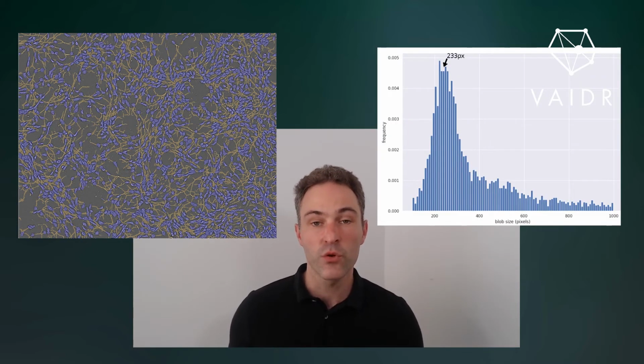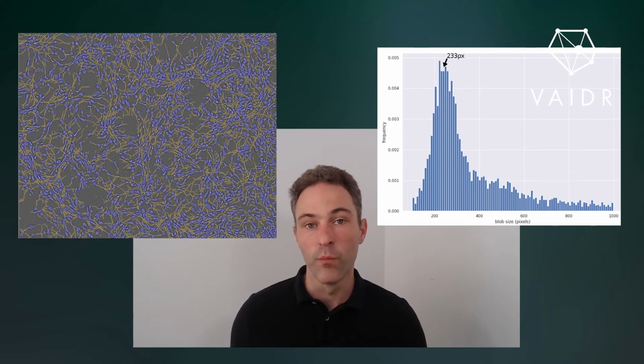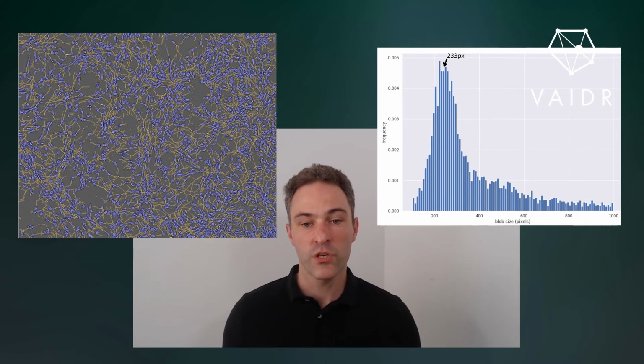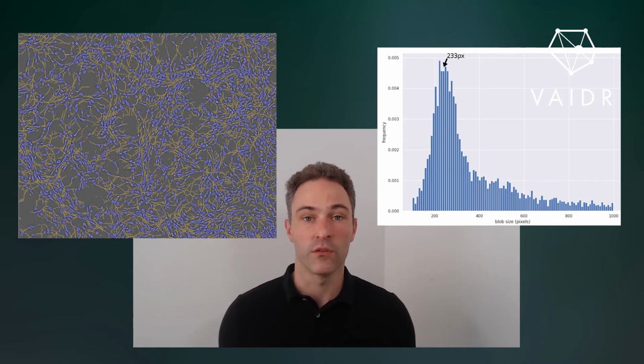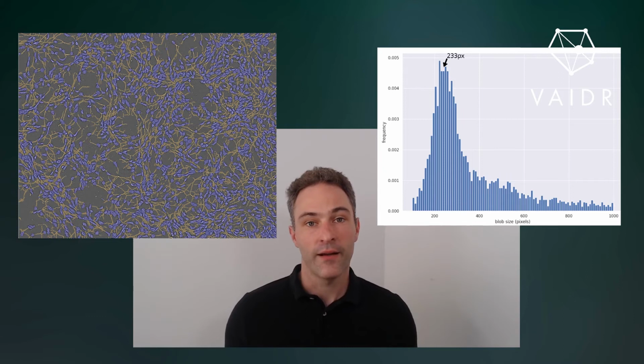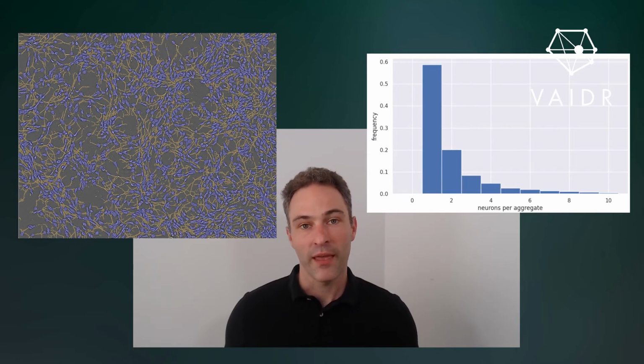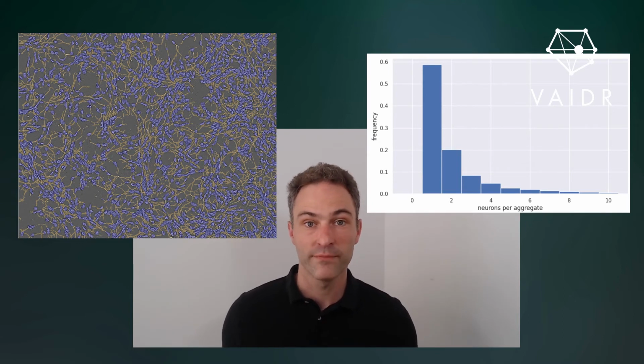This is the distribution of the blue blobs in this image. This peak in the distribution here is for single neurons. Trust us, we've checked that. And that gives us a possibility to estimate for each blob how many neurons are there in this blob. And that gives us this distribution here.